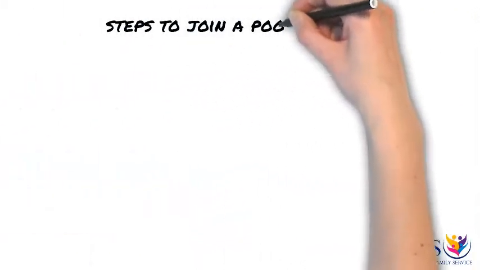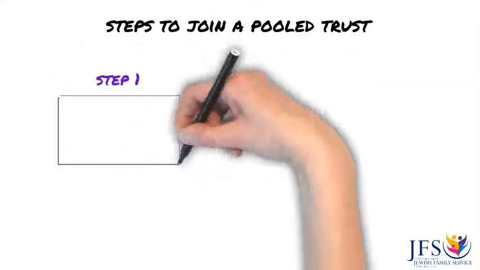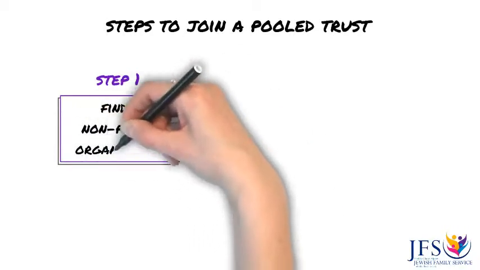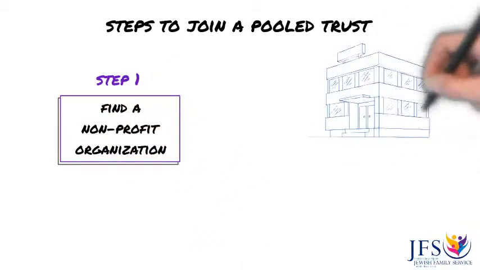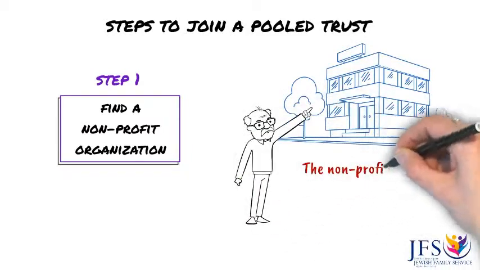To join a pooled trust, the first step would be to select a nonprofit organization who will establish and manage your pooled trust account. The nonprofit organization then becomes the trustee.